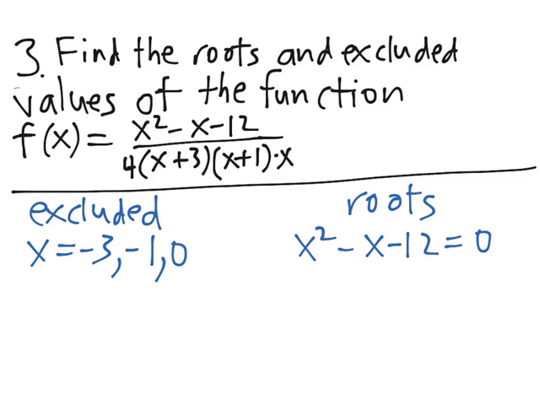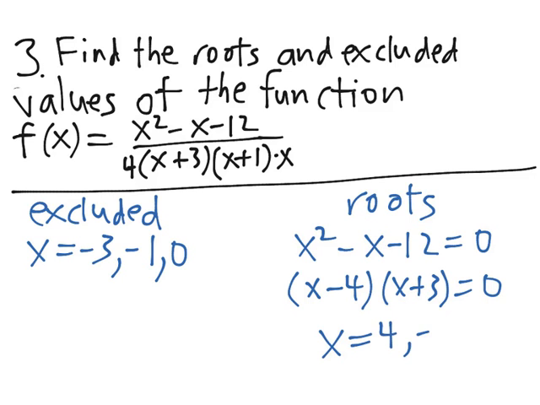To do this, we first want to factor. So this can be written as x minus 4 times x plus 3 equals 0. Since minus 4 times 3 is equal to minus 12, and minus 4 plus 3 is equal to minus 1. This gives us roots of x equals 4 and minus 3. But wait, minus 3 is an excluded value. This means that the function f doesn't even exist at the point minus 3, so it can't be a root. So let's get rid of this. That means the only root of f is x equals 4.